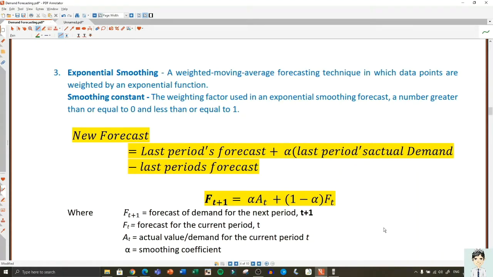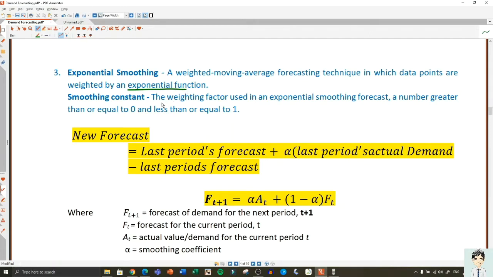So our next topic is exponential smoothing. It is a weighted moving average forecasting technique in which data points are weighted by an exponential function. Tandaan, weighted by exponential function. So we will use the smoothing constant.